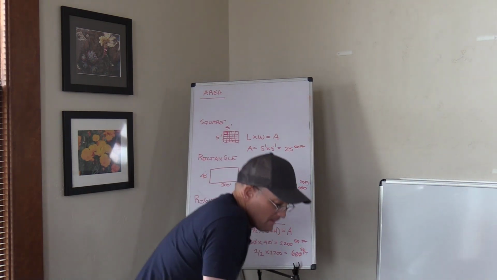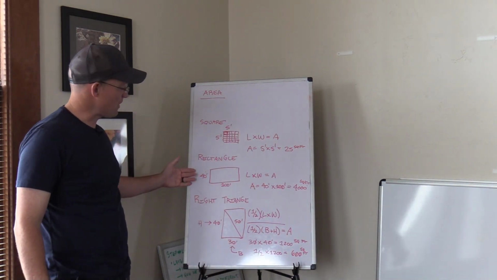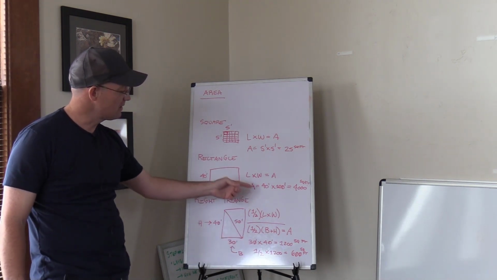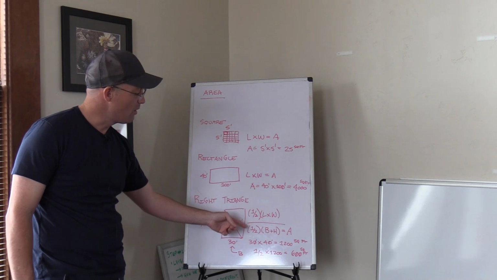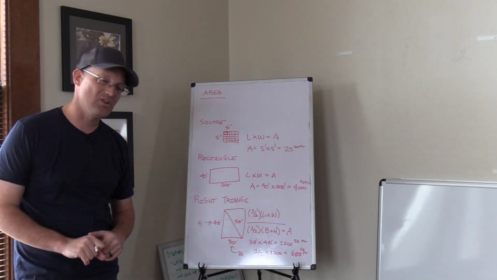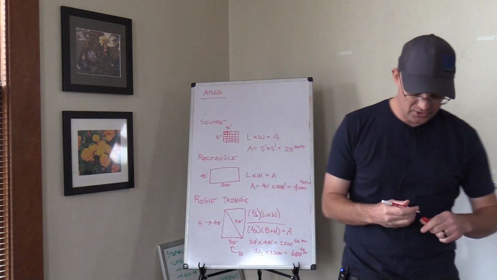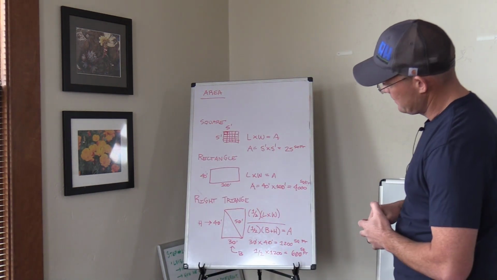Okay, so it's related to the formula for the rectangle, but remember, with a right triangle, you only have half the rectangle. So you've got to take length times width, or base times height, and multiply that by half. That gives you the area for the right triangle. So now you guys are pros. You know how to calculate areas of these three shapes.